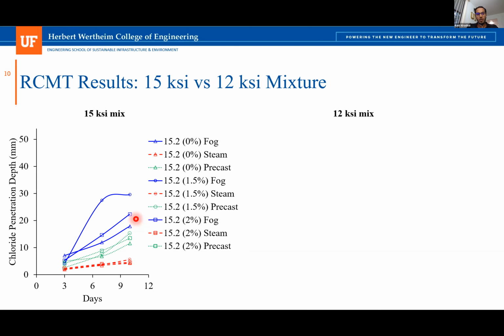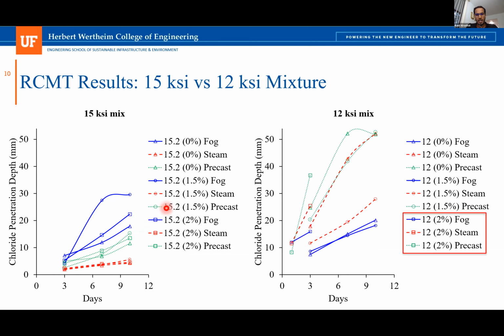But when it comes to the lowest strength, the 12 KSI, the chloride went completely throughout the whole samples, especially for the ones with 1.5% and 2%. For the 2%, we had to stop the test at 3 days because it showed really high current due to the presence of the fibers.